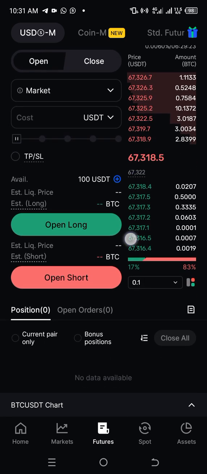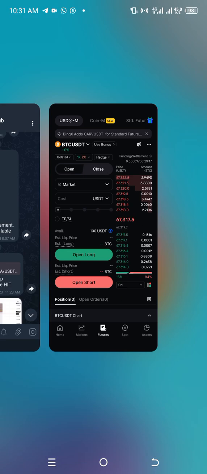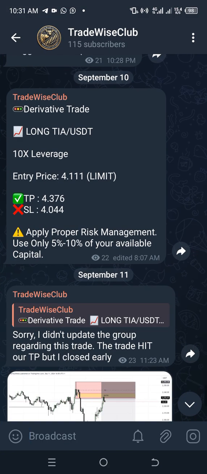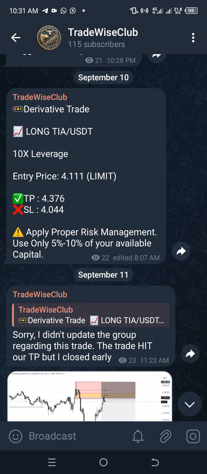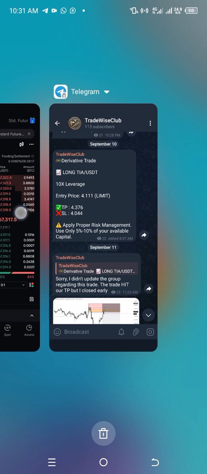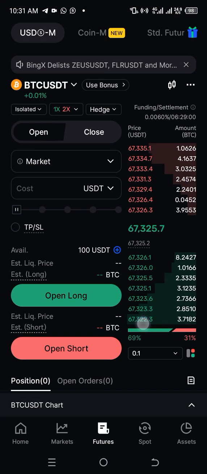Now on feature, let's say we want to trade what we had on our chart earlier. Let's go back. We have TIA USD. So now we go back to the app and search TIA USDT.